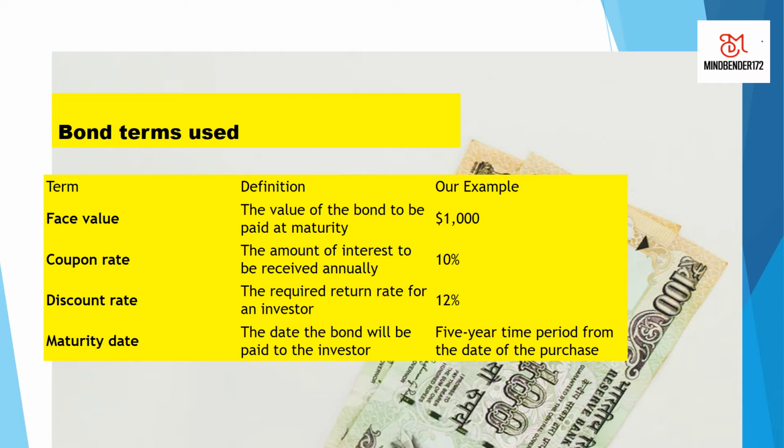Now the discount rate is the required rate of return for the investor to be attracted to this bond. The required rate is the market rate available to the investor. Now here in this example it is 12%. Maturity date is the date at which the bond will be paid back to the investor. Here we have a 5-year period from the date of the purchase.